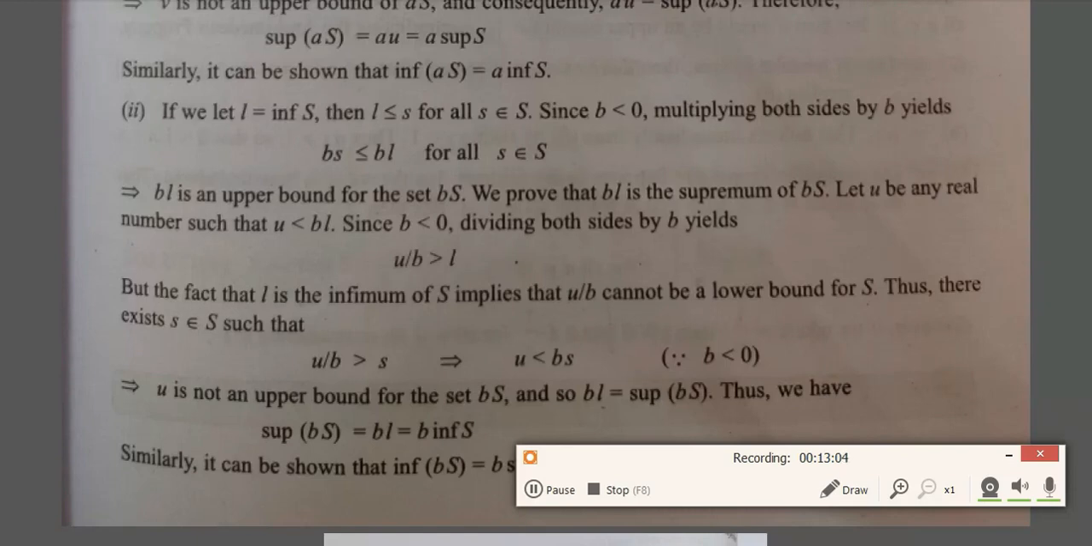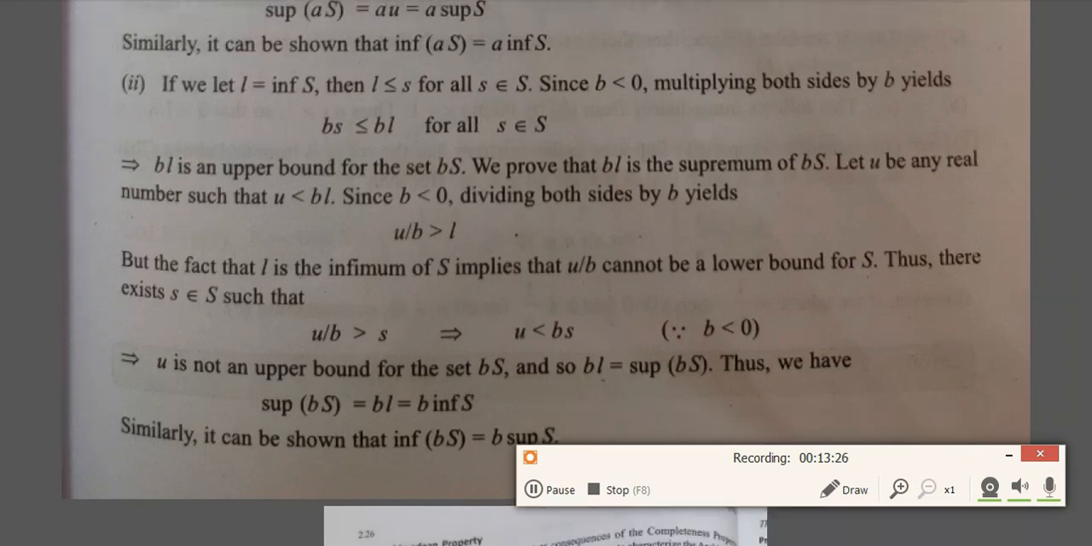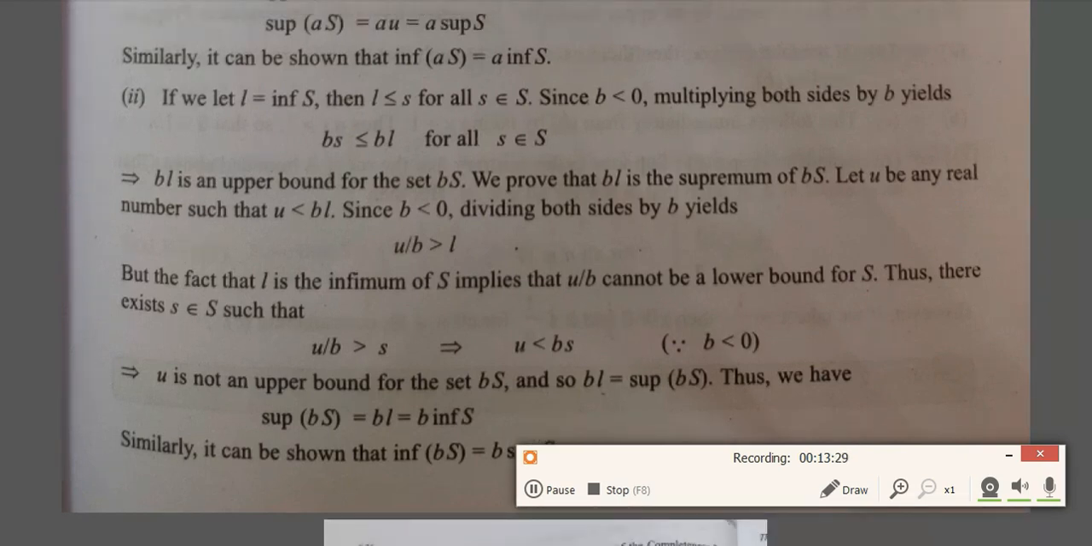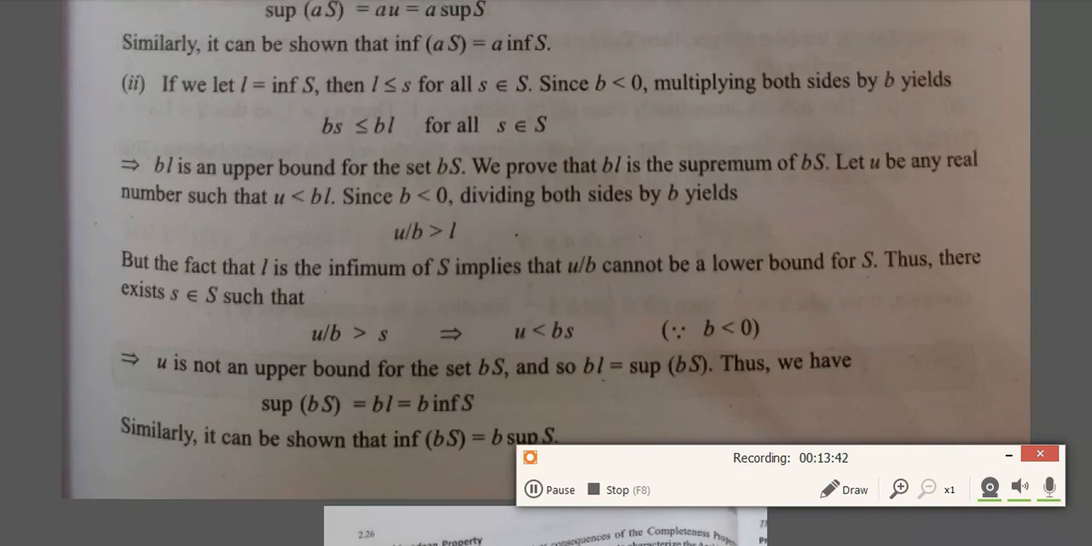Now since l was the infimum of S, this implies that u by b cannot be a lower bound for S. Thus there exists some number s in S such that u by b is greater than s. So u is less than b times s, since b is negative. So u is not an upper bound for the set bS, and so bl is the supremum of bS. Thus we get that the supremum of bS is b times the infimum of S. Similarly, it can be shown that the infimum of bS is equal to b times the supremum of S.